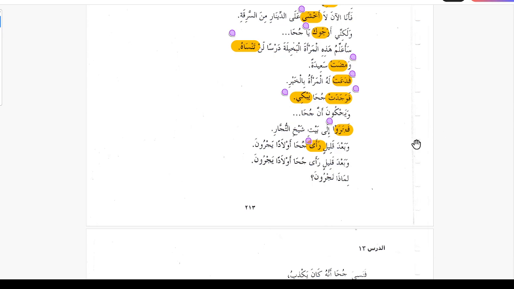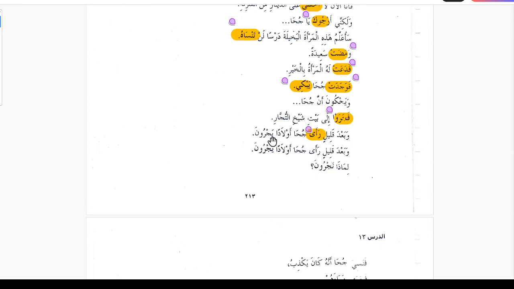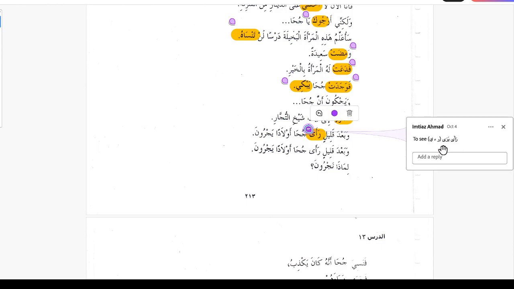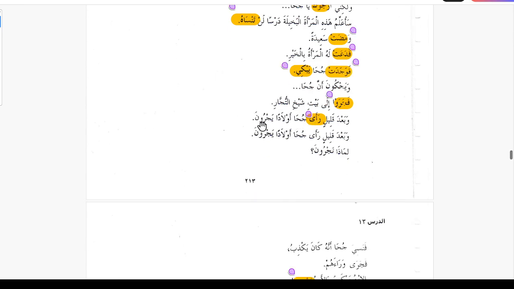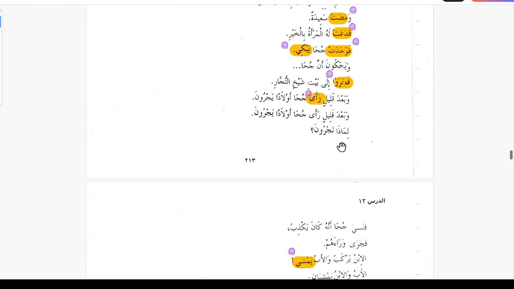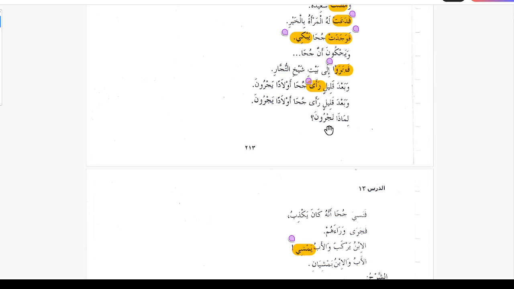And they ran to the house of the sheikh of the merchants. Wabad qalilin ra'a juha awladan yajruna, and after a short while juha saw that the children were running. So here the verb is ra'a, ra'a past tense, yara present tense. Ra'a has the root letters ra, hamza, and ya, to see. Ra'a means to see. Juha saw, so it is the past tense. Juha saw that the children are running. Limaza tajruna, why are you running?